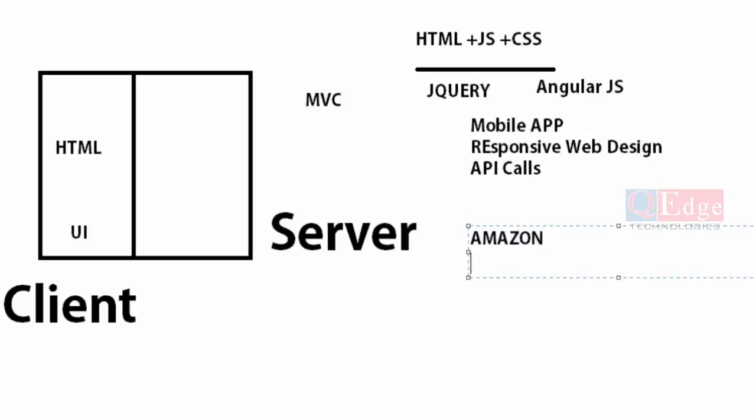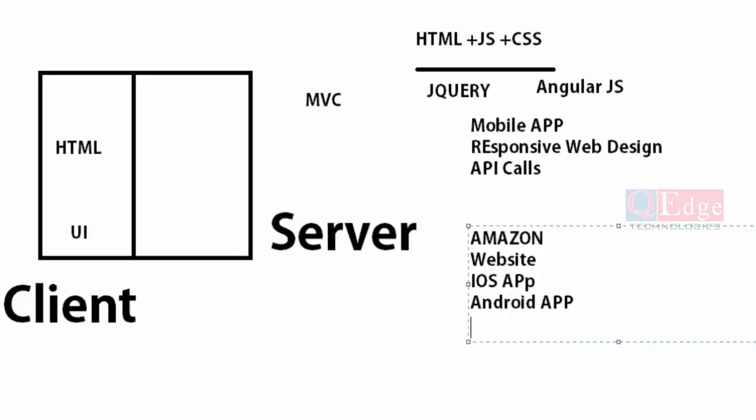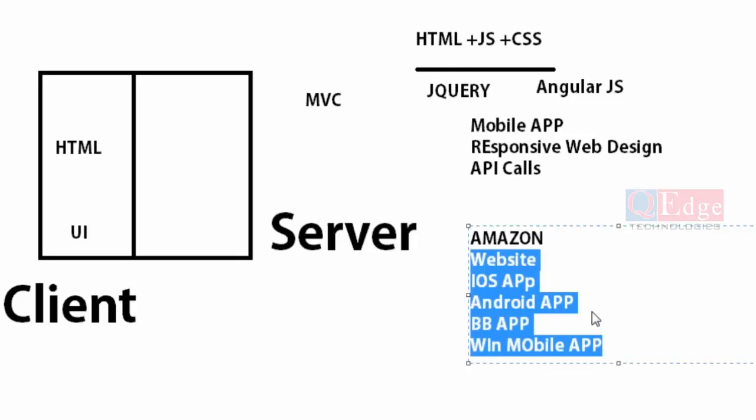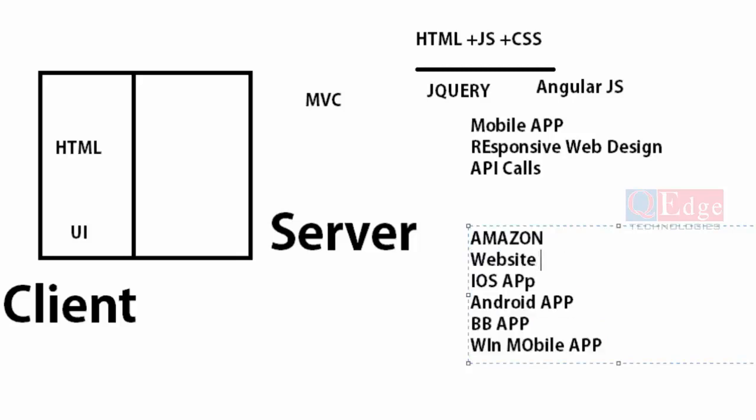Coming to the API, let's take the example of Amazon. Amazon is a famous e-commerce website, right? Yes. They have a website, an iOS app, an Android app, a BlackBerry app, and a Windows mobile app. For the same product, we have applications on different platforms. Maybe the website was developed with Python, iOS applications with native code, and Android with core Java and some Android tools. For every platform, they use different languages internally.